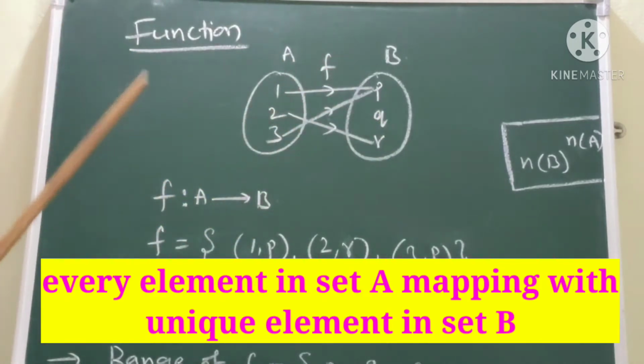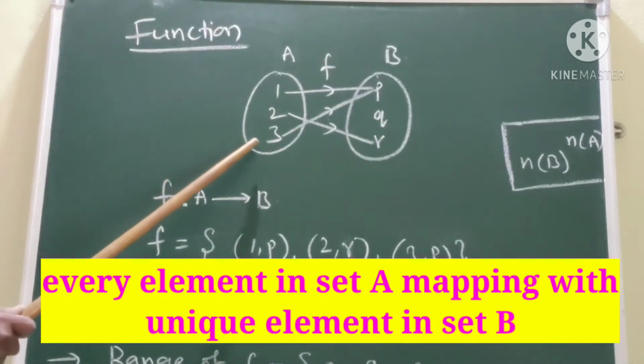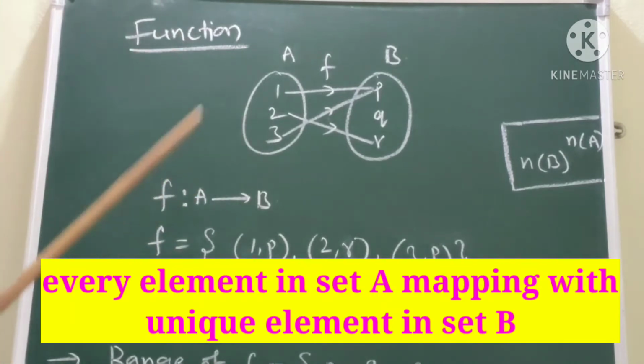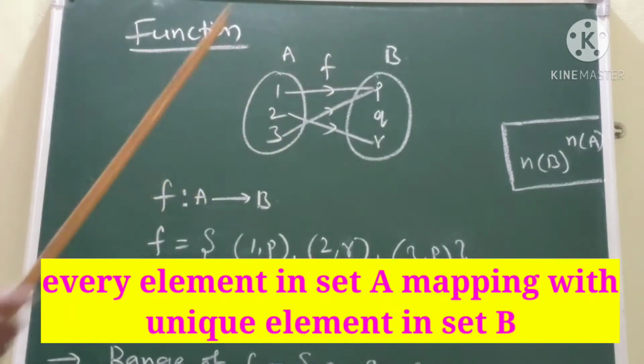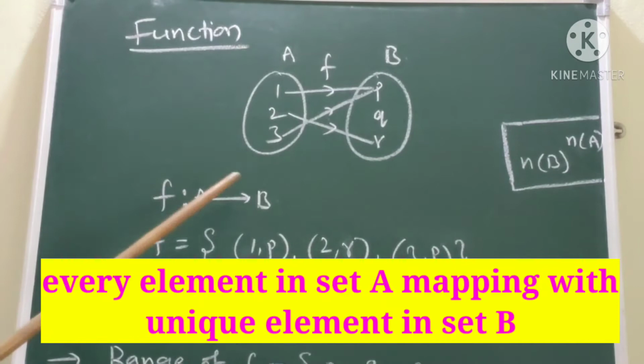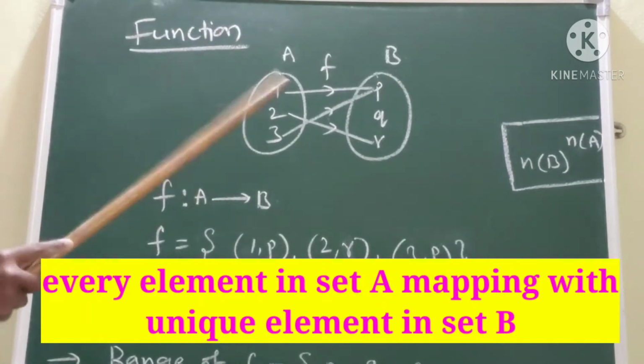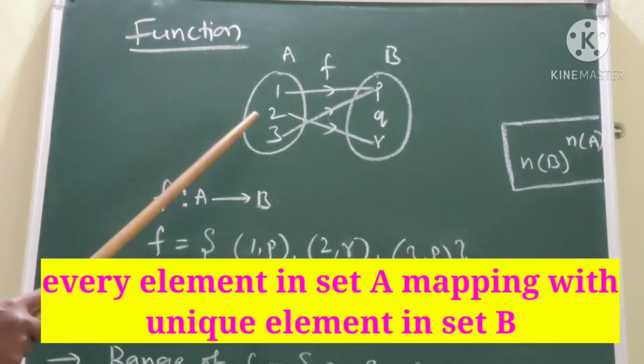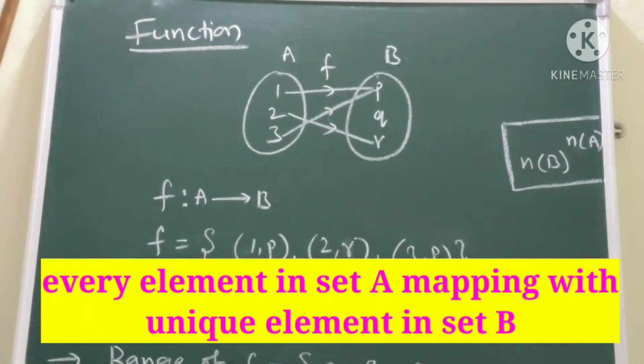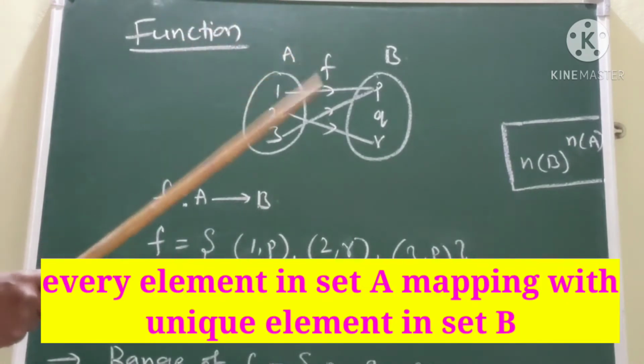Now let us check whether every element in A is mapped or not. Here 1 is mapped with P, 2 is mapped with R, 3 is mapped with P. That means 1, 2, 3 are involved in mapping, so it is a function by the first condition. Now let us see the other condition. Are all the elements in A mapped with a unique element in B or not?